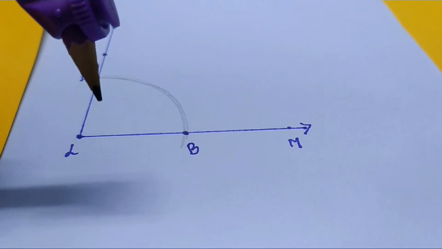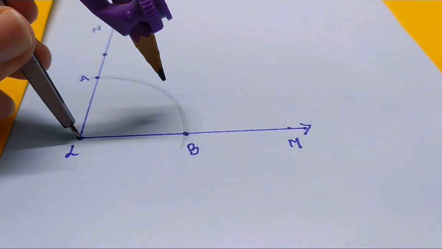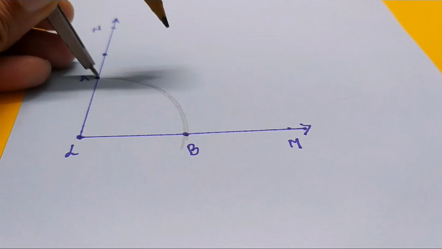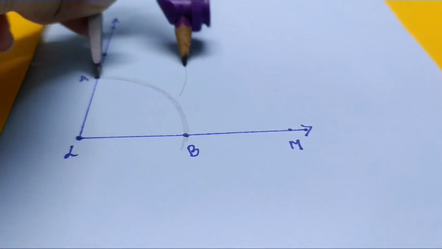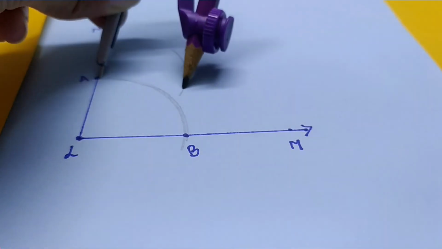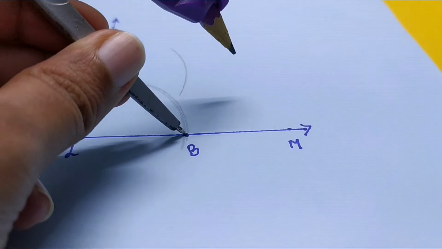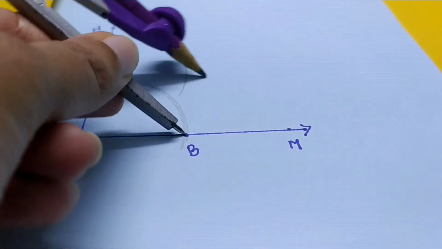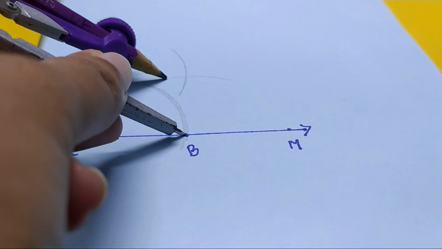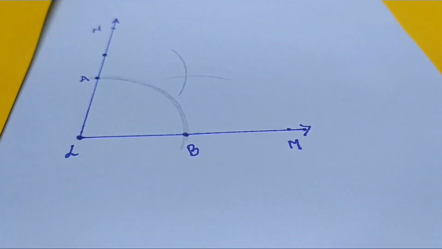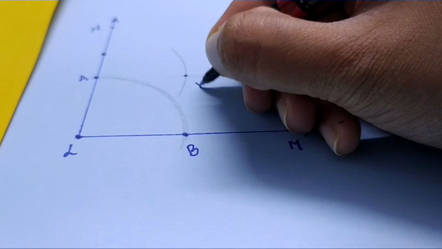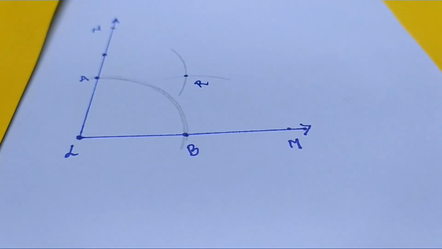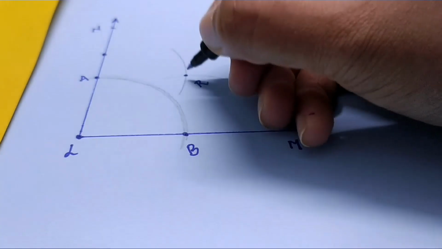Now I'm not going to change the span of the compass. I'm going to place it as the same, and now I'm going to place it at point A and mark an arc. Keeping the same span, I'm going to place it at point B and mark an arc. Where the two arcs intersect, I'll name that point as R.